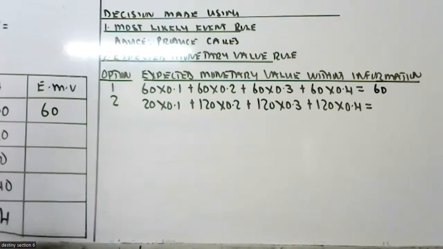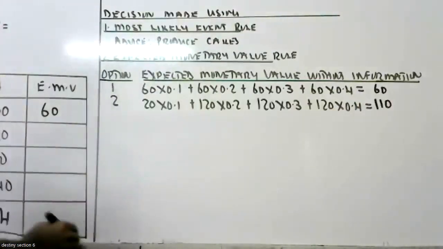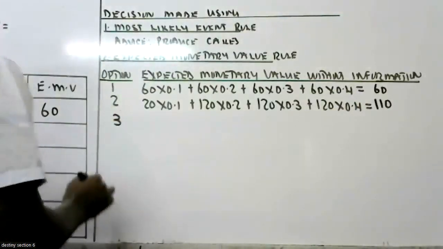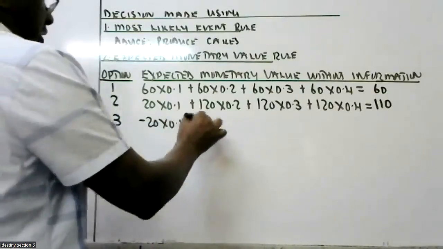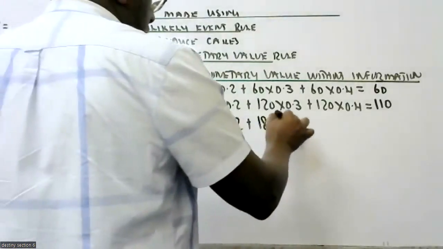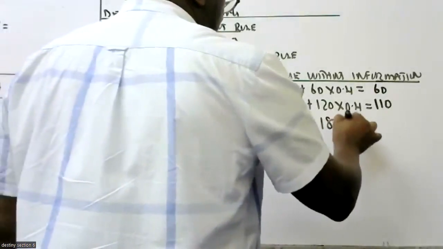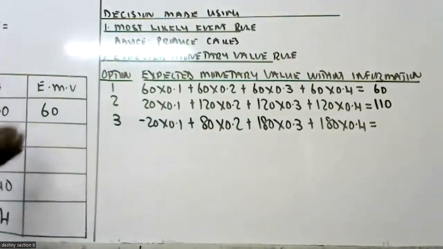Then you decide to pay the employer. So you have to pay the $110. Then we go to number 3. Number 3 is minus 20 multiplied by 0.1, plus 80 multiplied by 0.2, plus 180 multiplied by 0.3, plus 180 multiplied by 0.4. And that 120, we have 110, we put here for the EMV, the expected monetary value.